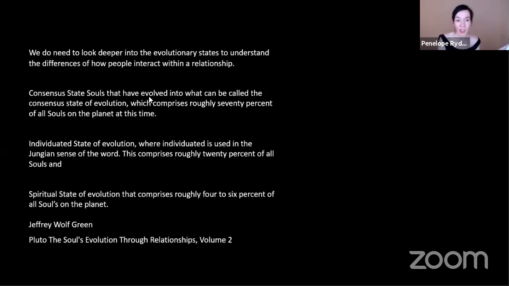We've then got the individuated state, which Carl Gustav Jung talks about in his work, where individuated is used in the Jungian sense of the word. This comprises roughly 20% of all souls on the earth. And then we've got the spiritual state of evolution, which comprises about 4 to 6% of the souls on the planet. But again, you can read that in the Pluto book.